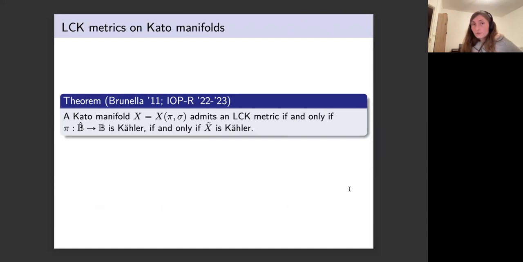And then, the positive answer to relate these two things is that many Kato manifolds admit LCK metrics. The precise condition to know when this happens is when the modified ball appearing in the Kato construction is Kähler. This is precisely when the resulting Kato manifold will be LCK. And we can also show that this is equivalent to asking that the universal cover of the manifold is Kähler.